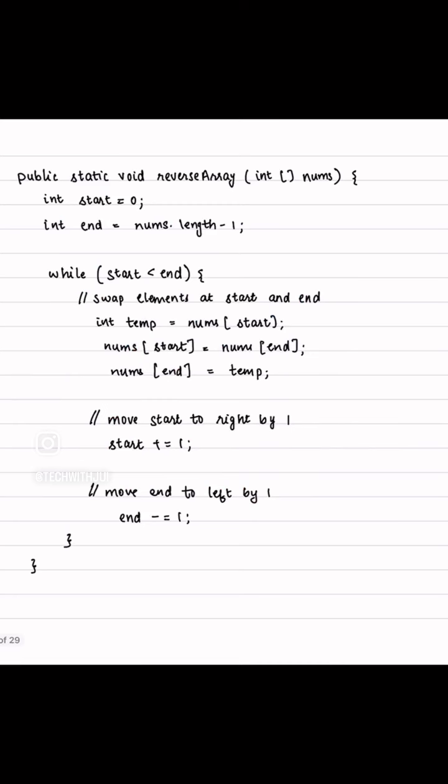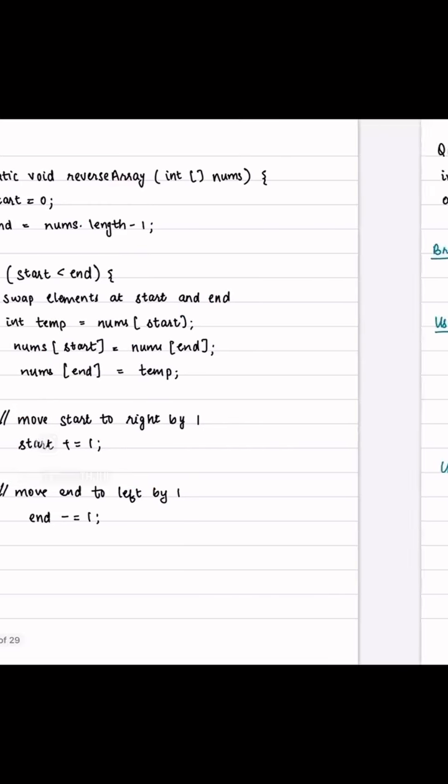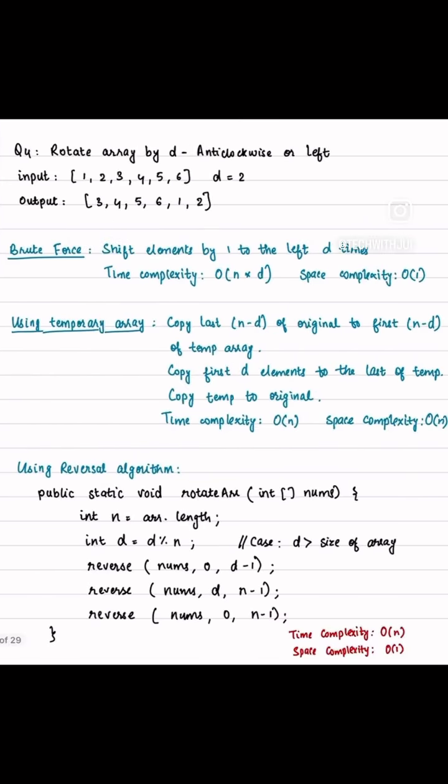So the same reverse array function we'll be using over here, and this time we'll be using it in such a way that in case d is greater than the size of the array, you have to use the modulo operation and find out the actual value of d, like how many elements we actually need to shift, and then we'll have to use the reverse function thrice over here.